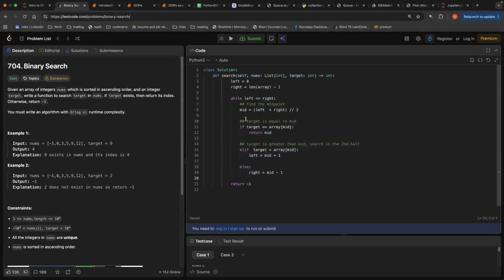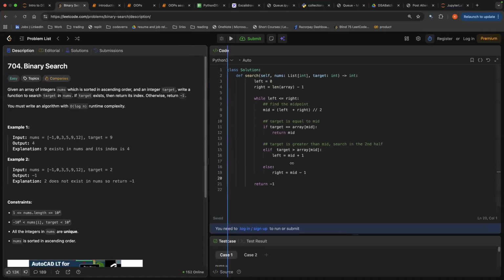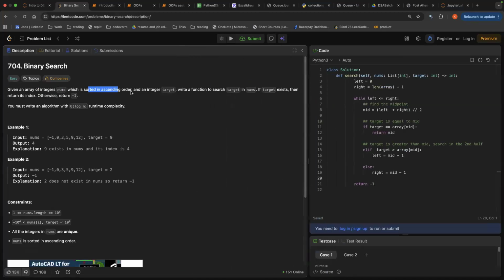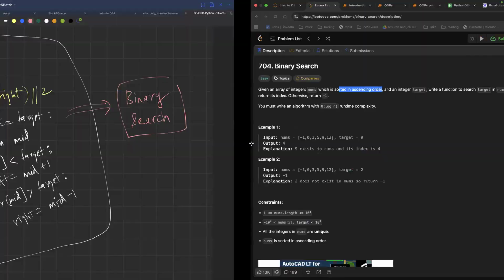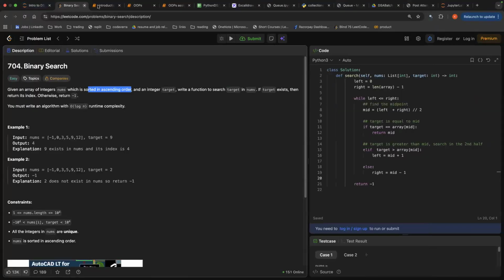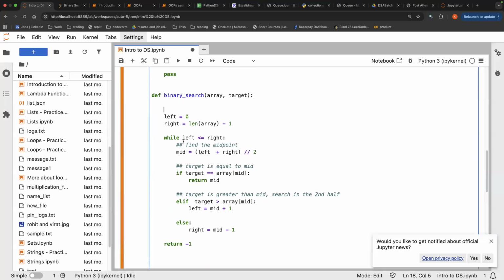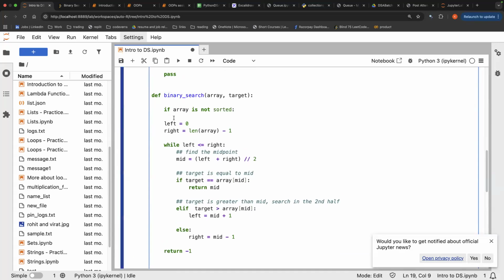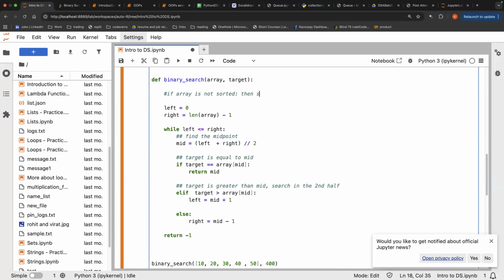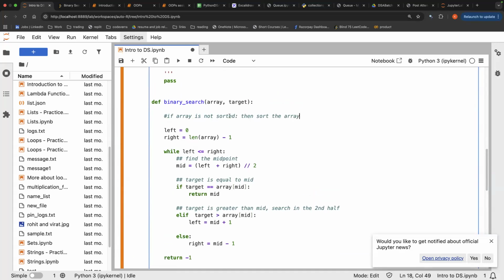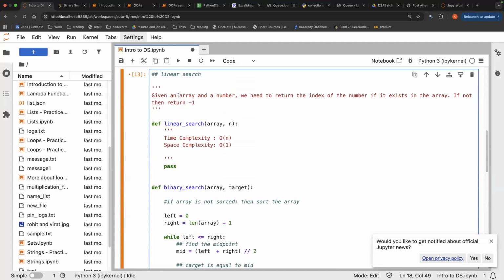In the question, we'll read the question first. Question says, given an array of integers nums which is sorted in ascending order. See, the question is that it is sorted in ascending order. Here we should have sorted also. I did not do that here. The first step should be sorting. If array is not sorted, then sort the array. Here we'll say that the array is sorted, given a sorted array. If it is not sorted, then you have to sort it. Just keep that in mind.